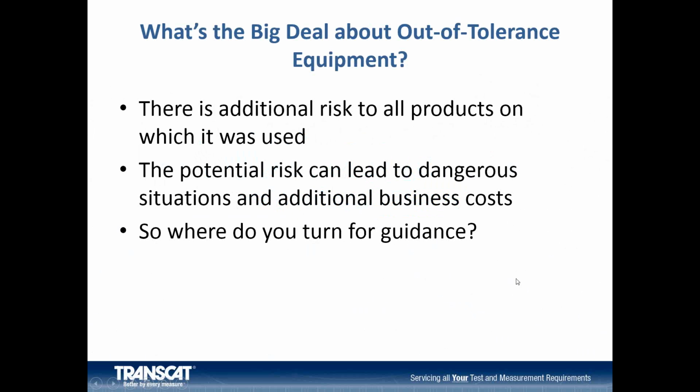All right, so what's the big deal about out-of-tolerance equipment? When calibrated test equipment is found with an out-of-tolerance condition, there are additional risks to your products in which it was used. It's important to understand the magnitude of the potential risk because it can lead to dangerous situations and additional business costs. For example, everyone's heard about the huge airbag recall from Takata Corporation.